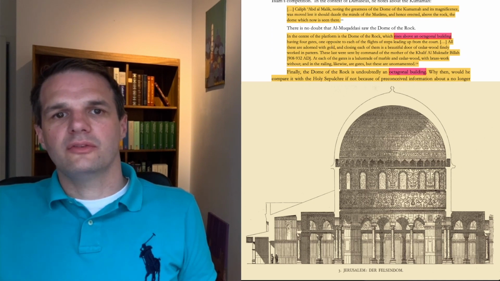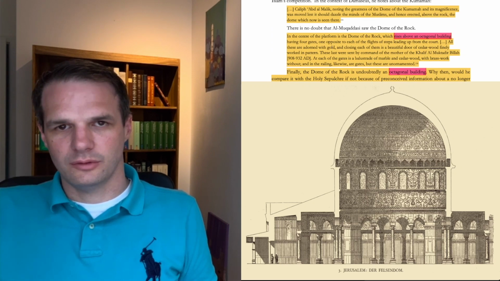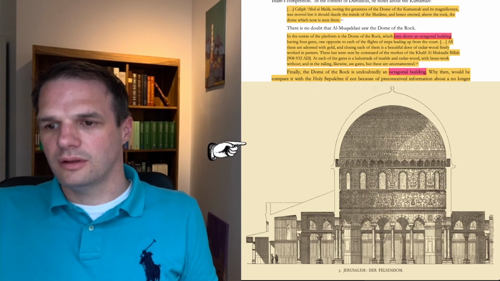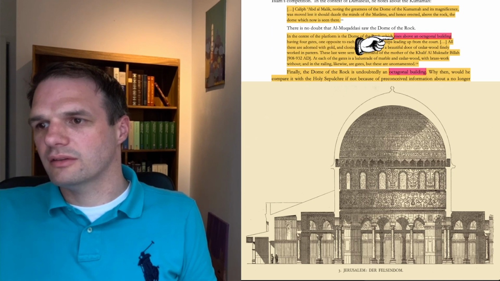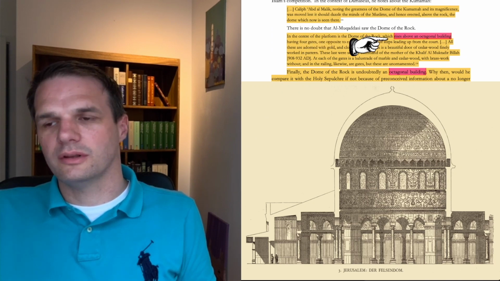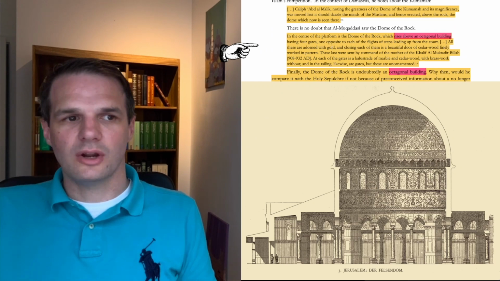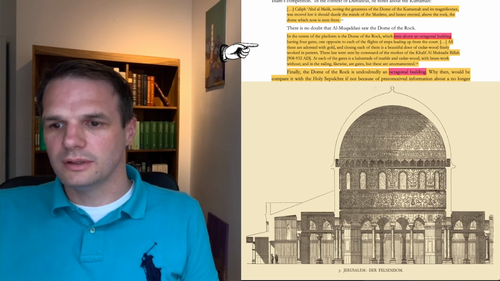In the center of the platform is the Dome of the Rock, which rises above an octagonal building. So I've highlighted this because the dome, what he calls the dome, does not include the octagonal building. It rises above the octagonal building, right? So the dome is what we nowadays would call the drum, including the cupola on top.